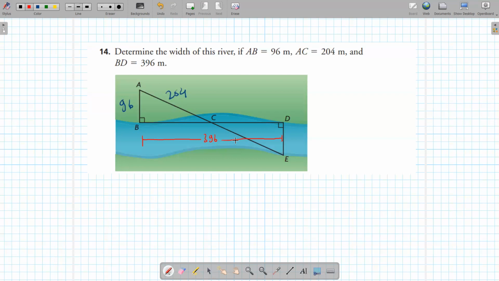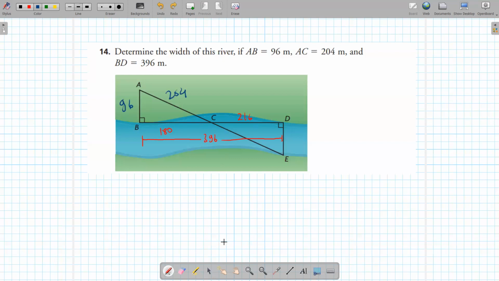Again, we don't need to show every step here because we're a little bit beyond that. But it's going to be 204 squared minus 96 squared, square root of that. BC using Pythagoras gives us 180. That means CD is going to be 396 minus 180, which is 216. So it wasn't divided by 2, and it rarely is in these questions. If it was equal, then they would probably tell you that like this or this. But here we had no inclination that it was divided by 2.